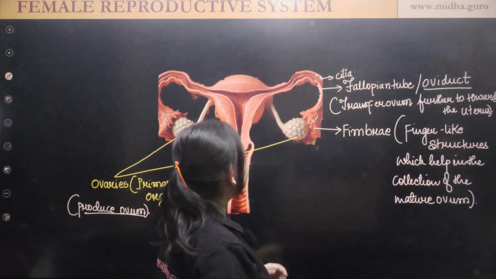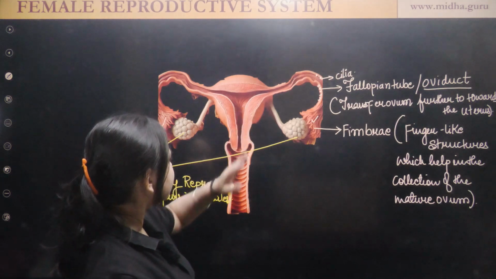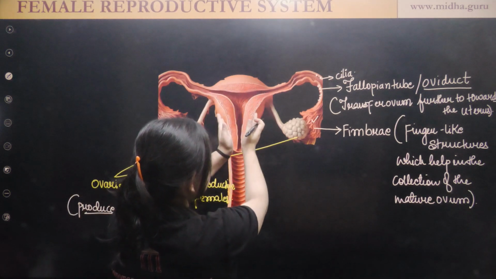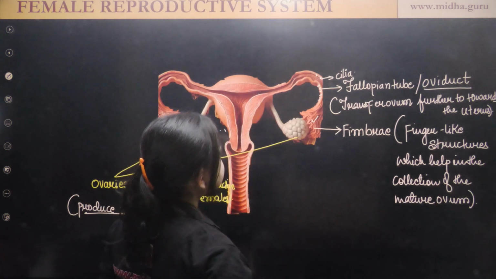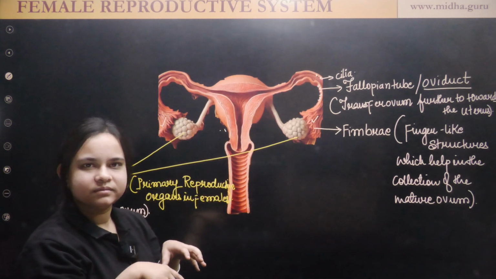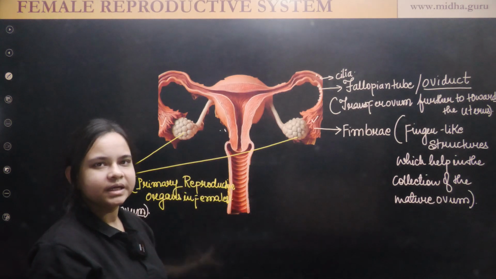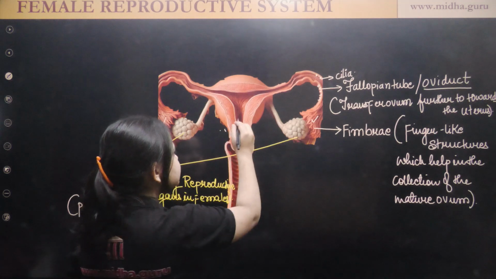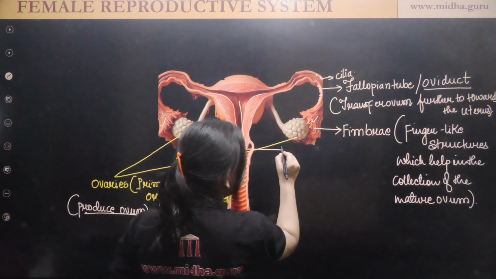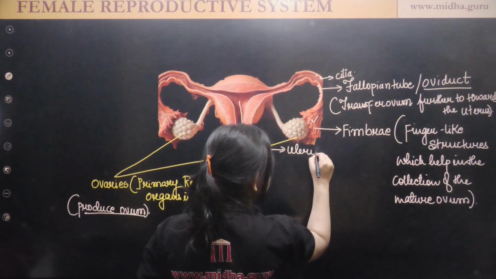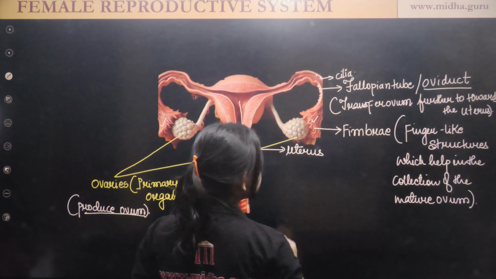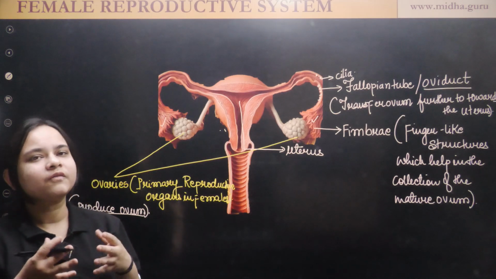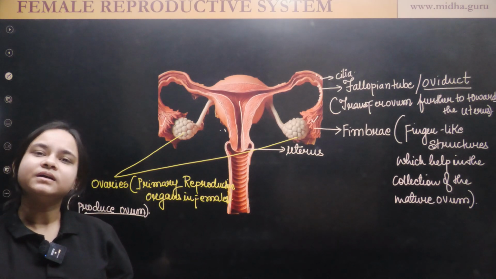Fine. Now what happens? This funnel-like structure, this common passage, is in the shape of an inverted pear. This inverted pear-shaped structure, or the funnel-shaped structure, is called the uterus. What is its main function? It provides the space for the development of the child or the embryo after fertilization.